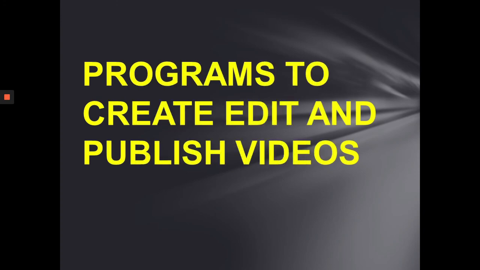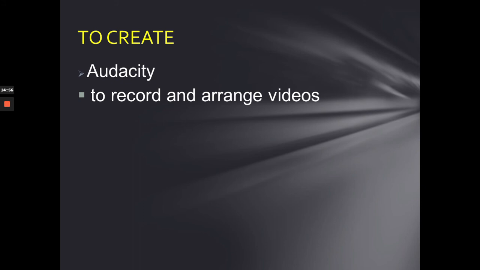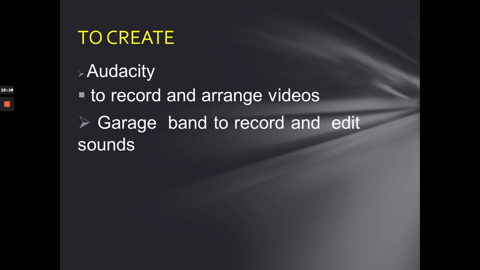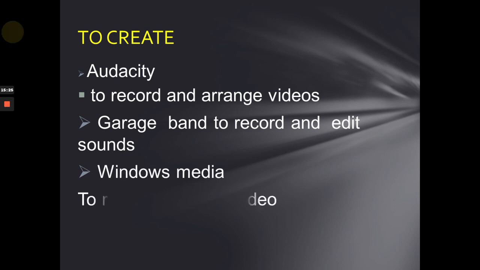Programs to create, edit, and publish videos. First is to create. Under to create is Audacity. Audacity is a free open source digital audio editor that can be used for post-processing of all types of audio by adding effects such as normalization, fade in or out, or zoom. It is also used to record and arrange audio. GarageBand is used to record and edit sounds, and Windows Media is used to record and edit video.